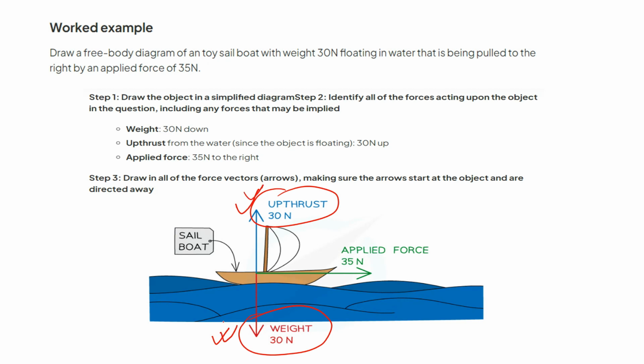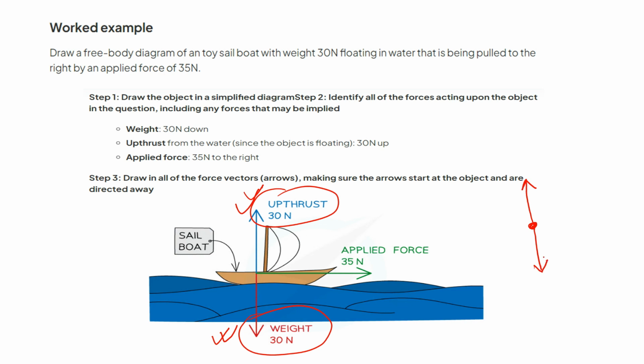Okay, now there is a force of 35 Newton being applied to pull the boat to the right. Now if you draw the free body diagram, it's pretty much straightforward. What you have to do is, let's say this was your boat. There is a force which is acting upward, and there is a force which is acting downward.